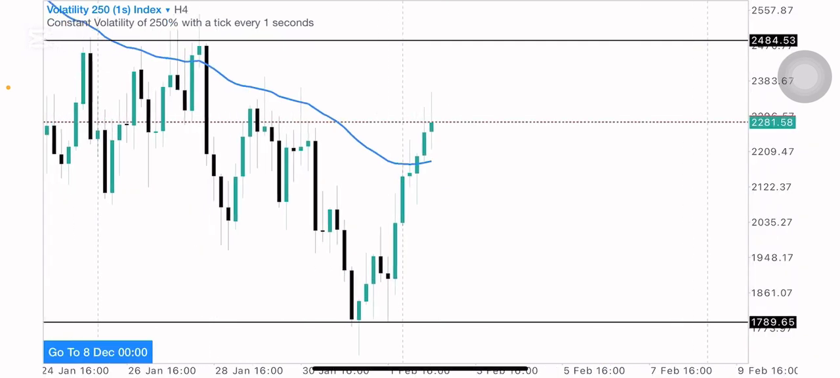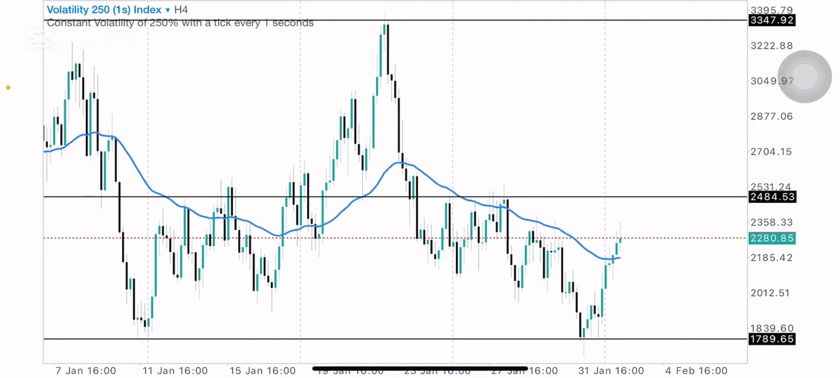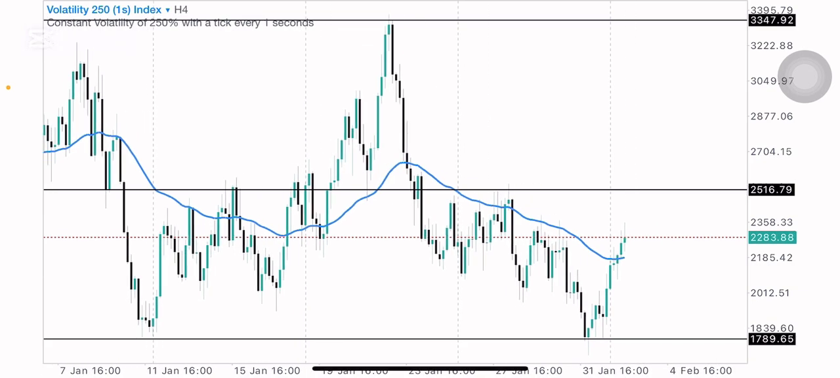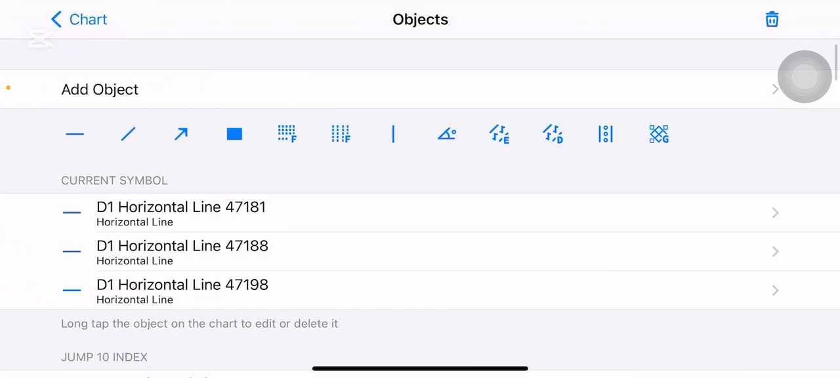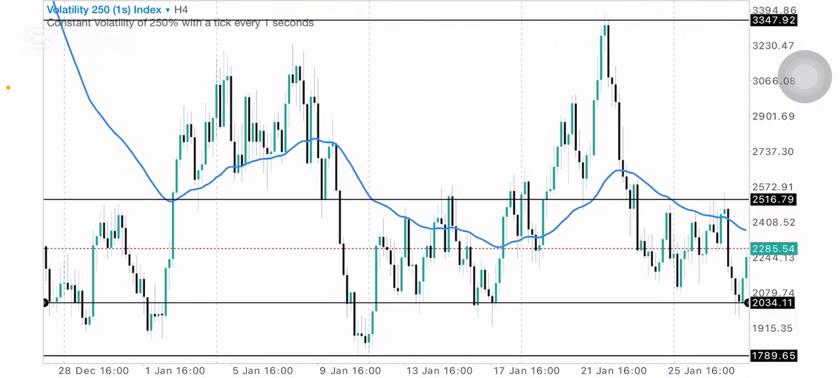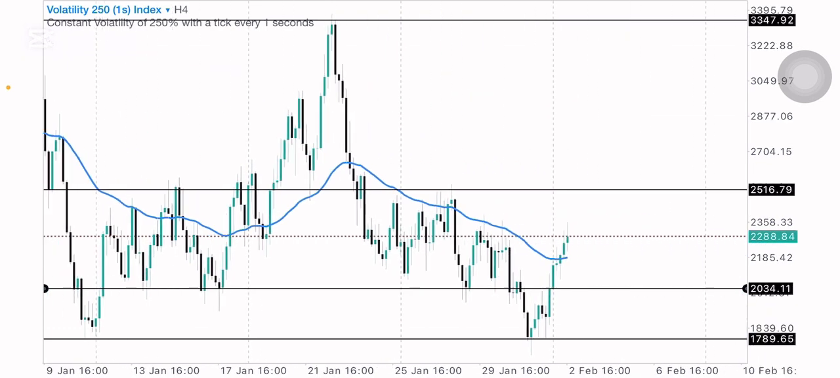Let's go to the H4 time frame. Okay, yep. On the H4 time frame, we can see this level where price has reacted multiple times, so we mark it, and yeah, I think that's all we need for now.